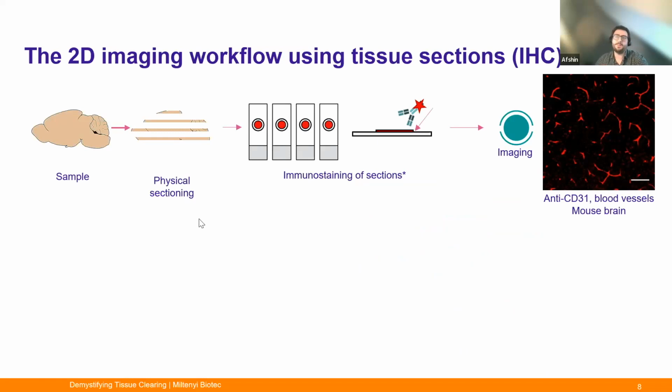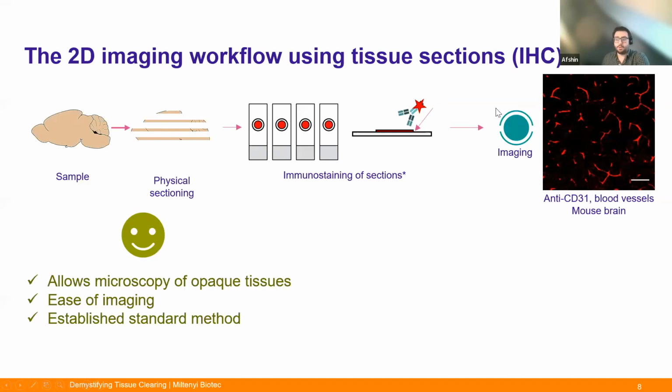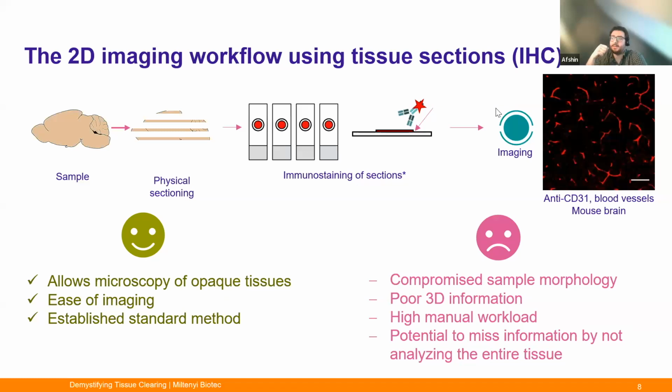So for 2D imaging, we have a sample like the mouse brain, for example, and it is opaque. We need to do the physical sectioning using a microtome, for example, and then antibody labeling, placing them on the microscope slide, and then doing the imaging, for example, in the confocal. This is good because this allows the microscopy of the opaque tissue, of course, with the sectioning. Imaging is easy, and there are tons of already established workflows in each lab. It is not good because we compromise the sample morphology, again with the sectioning. Then the 3D information is poor.